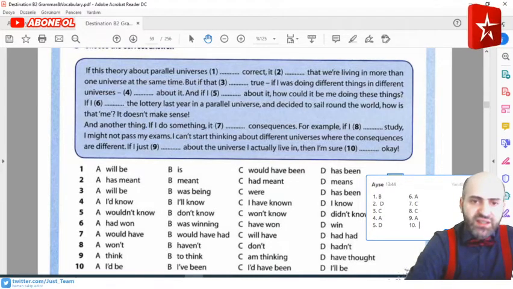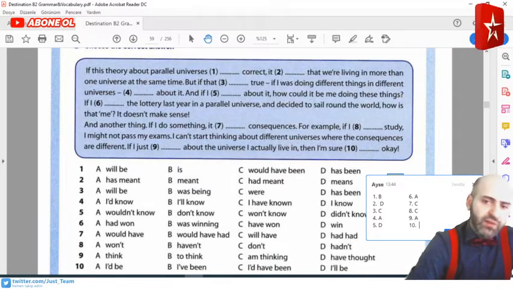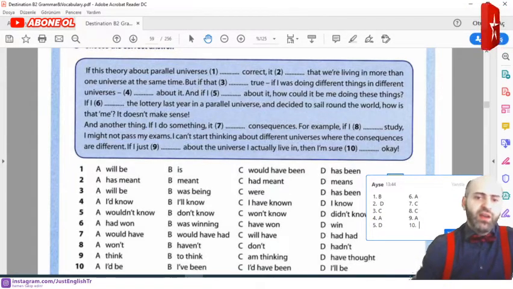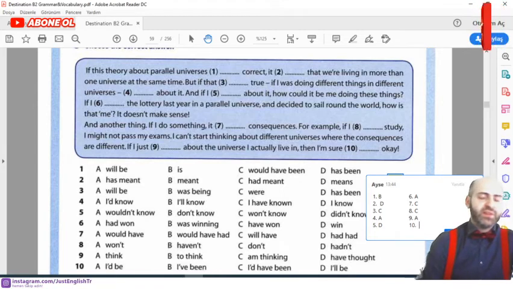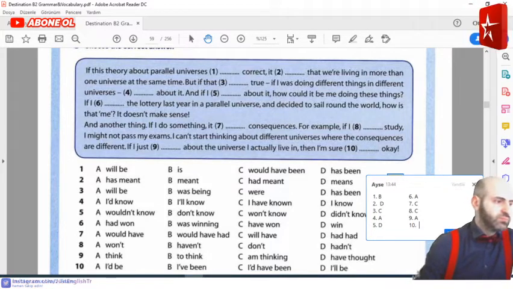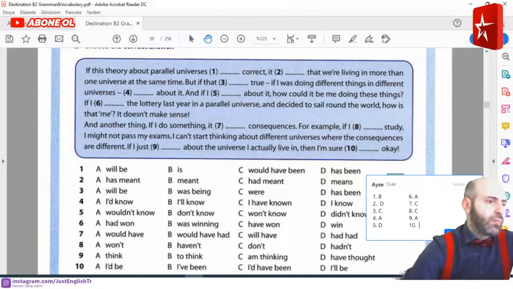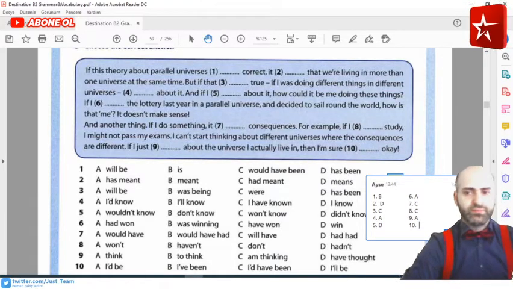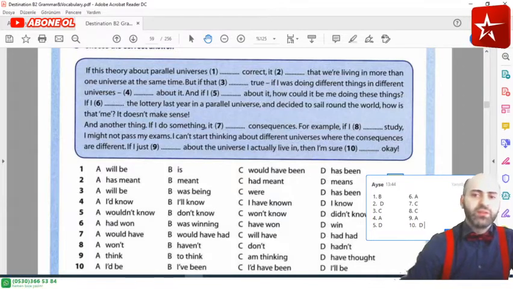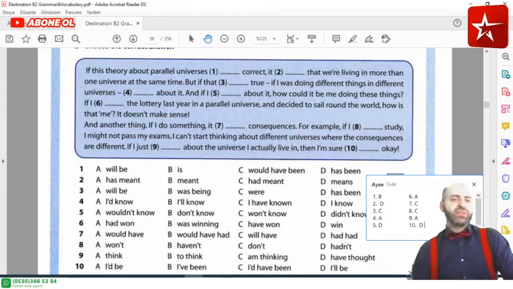So, if I just think about the universe I actually live in, then I'm sure I would be okay, I have been okay, I would have been okay, or I will be okay. Which one do you think is the correct answer for number 10, guys? A, B, C, or D? Yeah, you are correct. The correct answer here is D.